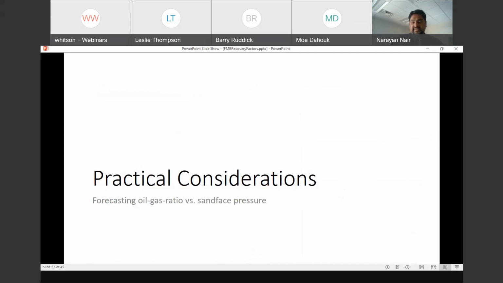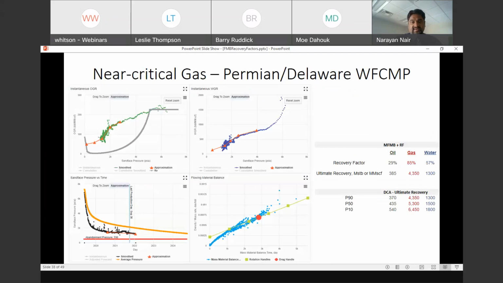I'll cover a couple of practical considerations as you're sitting there wondering, hey, how do I obtain some reasonable forecasts for your instantaneous ratios or your final cumulative ratios? And the point I'm going to make here is the most practical uncertainty you're going to face when you're trying to forecast your recovery factors is going to be on your instantaneous oil gas ratio. And I'm going to highlight that example with a what if on this particular well, which was the bounded near critical gas well in the Wolfcamp, Delaware portion of the Wolfcamp.